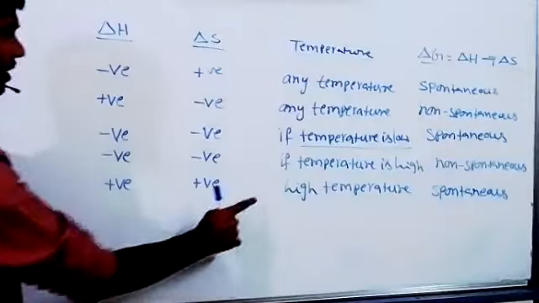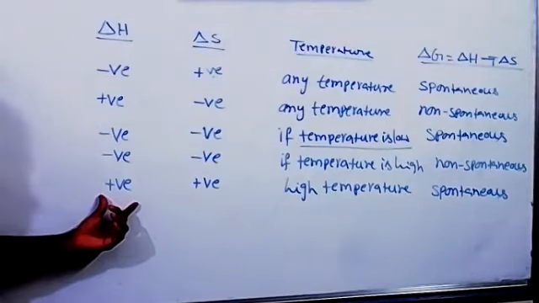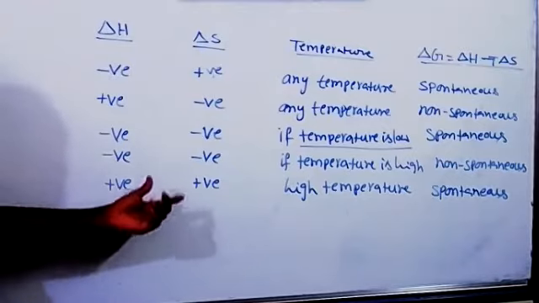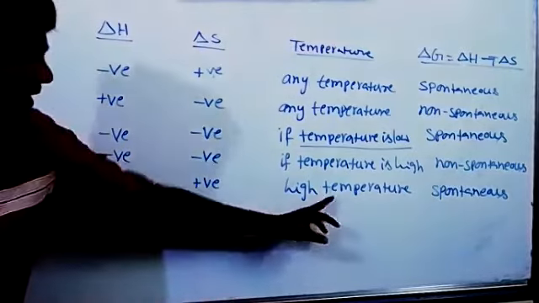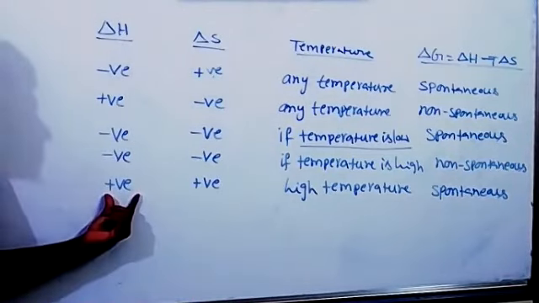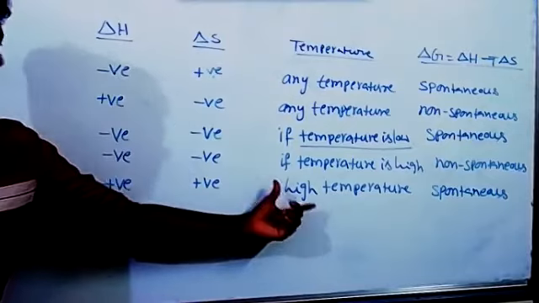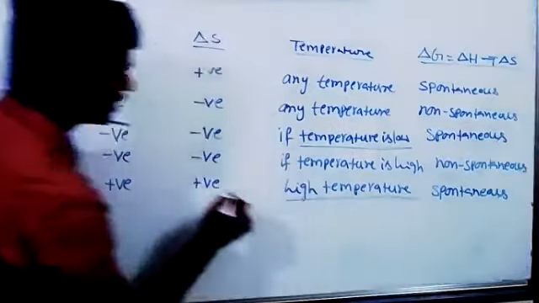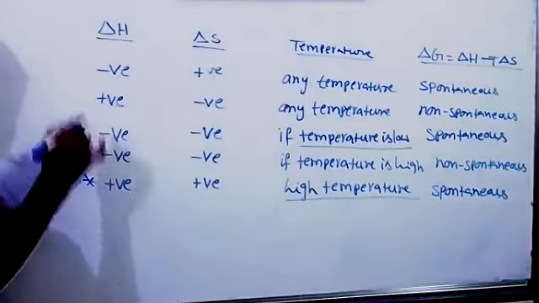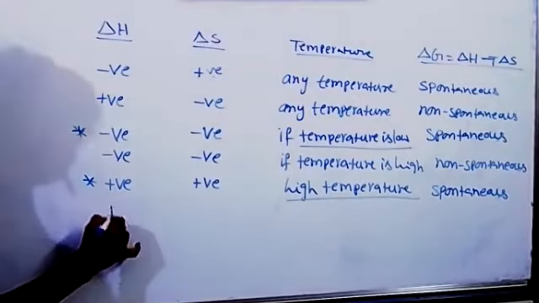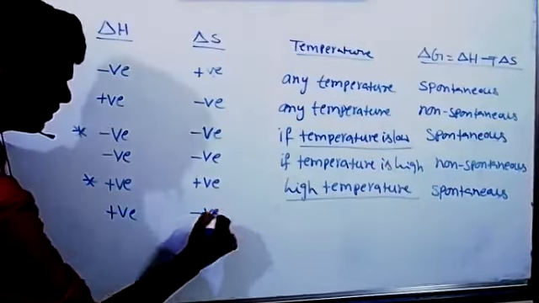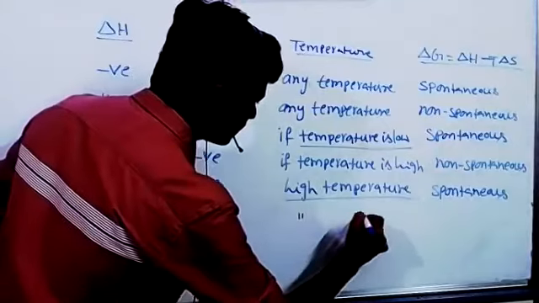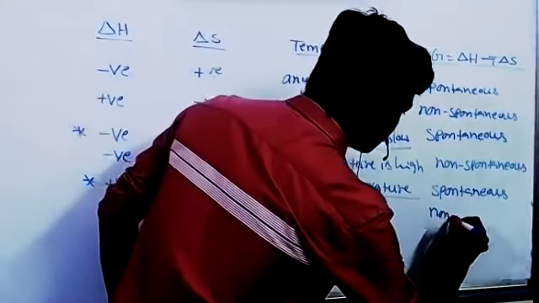See, if any process is endothermic, like simple dissolution of sugar in water and common salt in water, by increasing temperature, its solubility increases. So if the process is endothermic, to make that process smooth, we need to maintain high temperature. If the process is exothermic, we need to maintain low temperature. So these two conditions are also important. Already you know this. Sorry, same, positive, positive, high temperature, non-spontaneous.